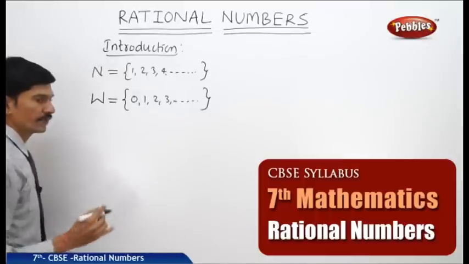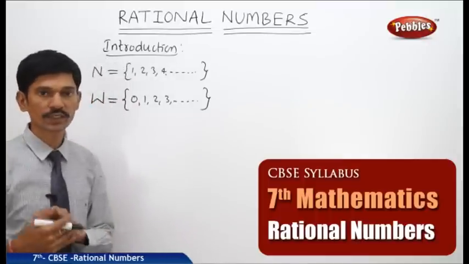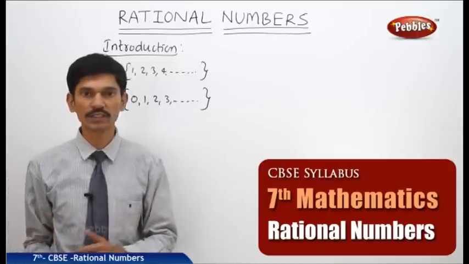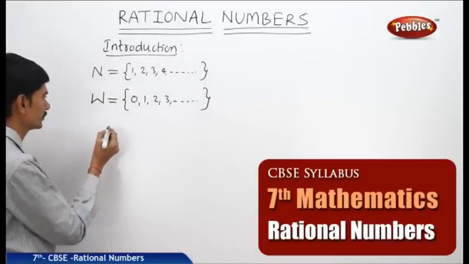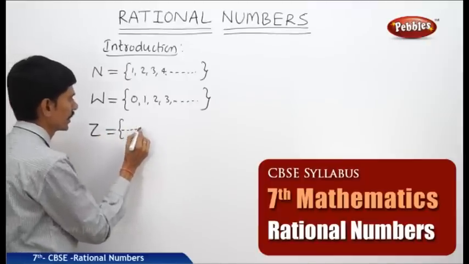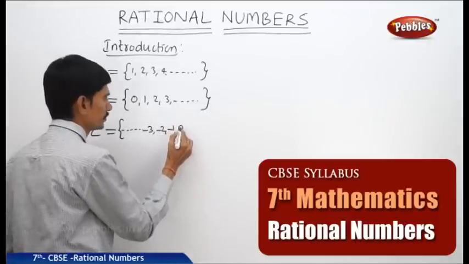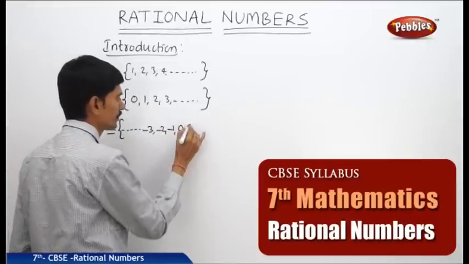Next, if negative numbers are also included in the whole numbers, then we get another number set called integers. The set of integers is denoted by Z. So this equals negative integers, 0 and positive integers.